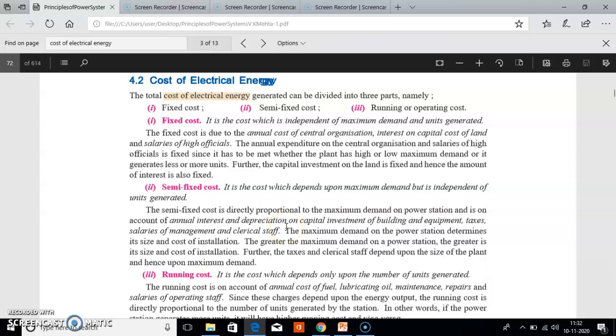The size of the plant is decided by the maximum demand, so the size of the plant and the strength of officers and clerical staff are decided by the maximum demand. So this semi-fixed cost is used for paying taxes and paying the salaries of clerical staff and officers. The semi-fixed cost only depends on maximum demand.